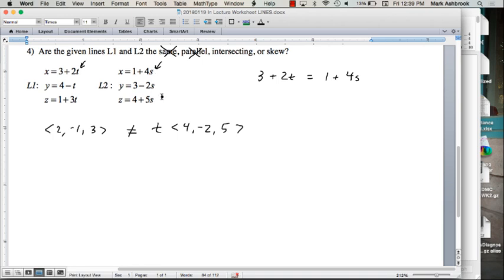And this is a warning. In the web work, I think they give them both as t, and you have to watch out, because if they're intersecting at the point where t equals 1, it may not be s equals 1 that generates that same point, right? So you want to keep those separate as two separate variables.